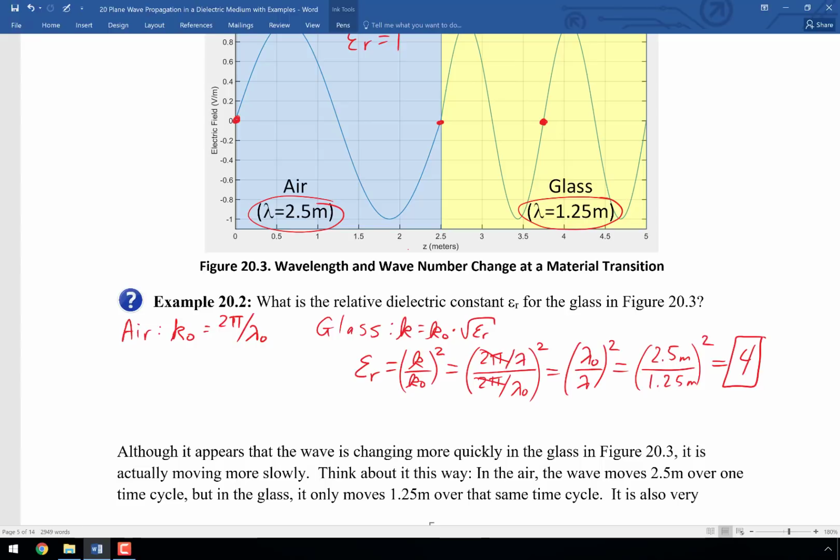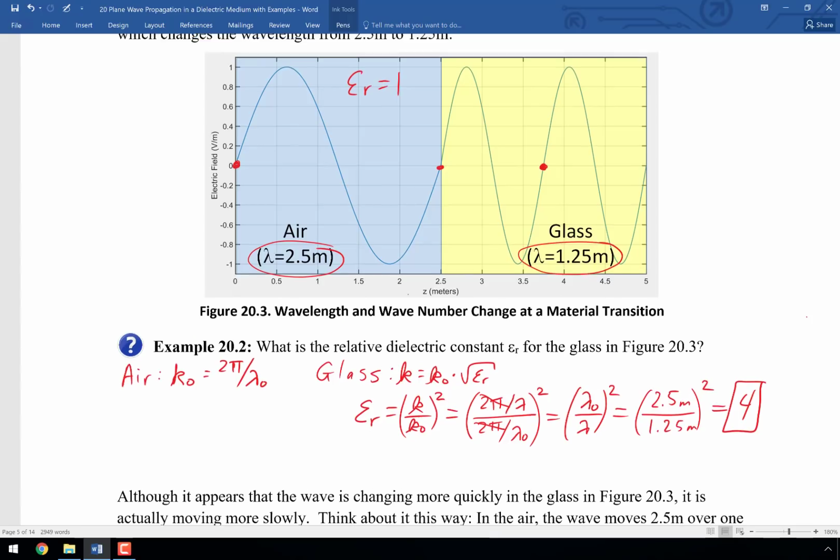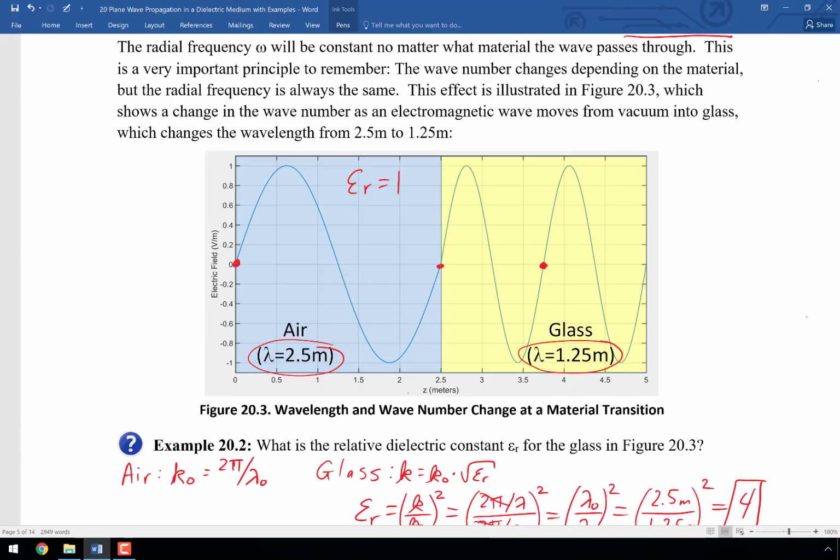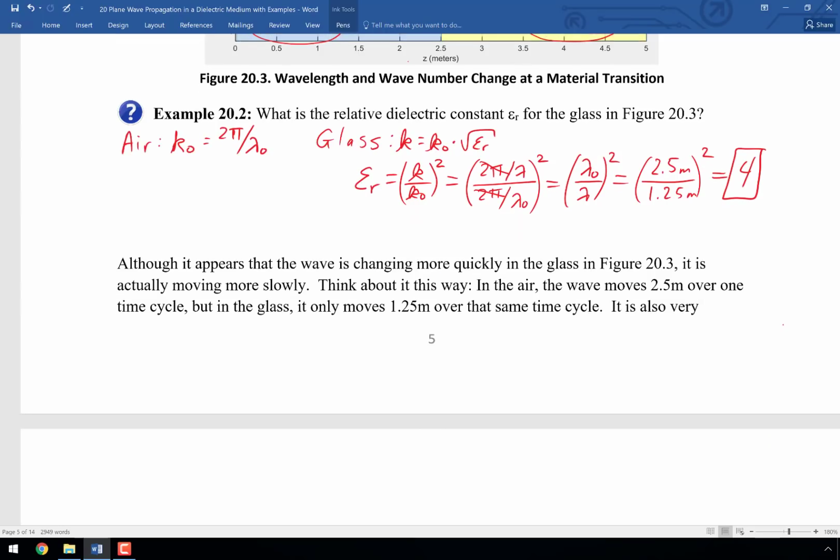So the relative dielectric constant of glass in this example, it might be a special type of glass, is equal to 4. So if you have a relative dielectric constant of 4, it will lead to a doubling of the wave number, a halving of the wavelength, and therefore it would also decrease the velocity of propagation by a factor of 2 as well. It would go from 3 times 10 to the 8th down to 1.5 times 10 to the 8th.